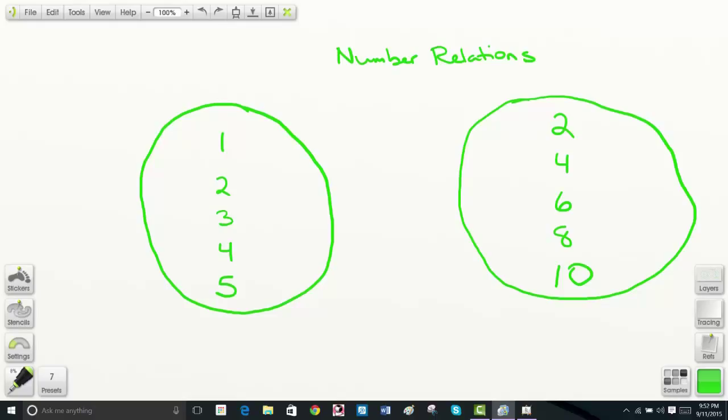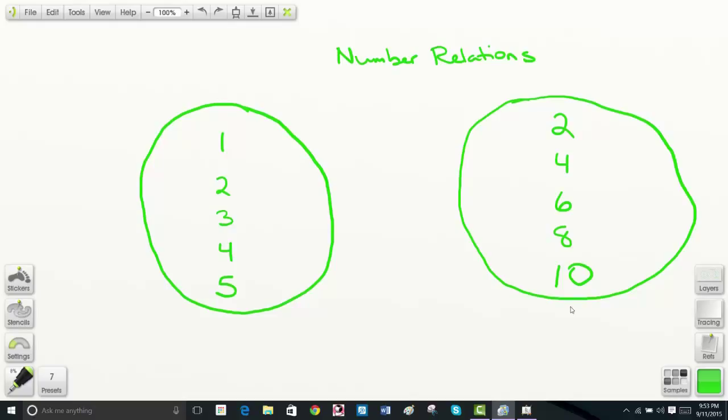So I could have easily made this first set of numbers like 6, 7, 8, 9, 10 or 10, 20, 30, 40, 50. It doesn't really matter what numbers are in there, and actually they don't have to be in a pattern like counting by tens or counting by twos. They could be totally random. However, for the sake of simplicity, I've chosen 1, 2, 3, 4, 5 in this first set and 2, 4, 6, 8, 10 in the second set.